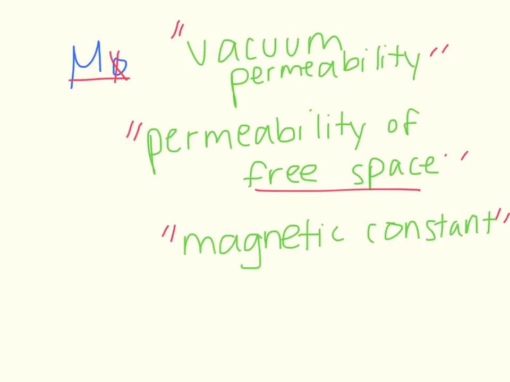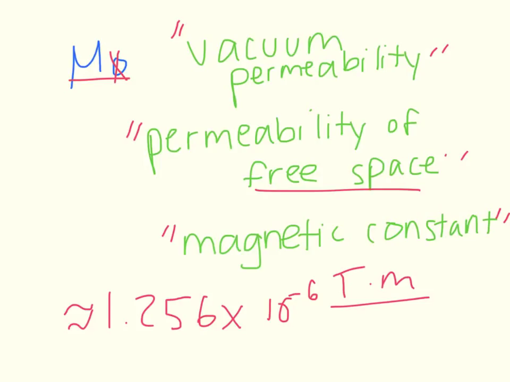The value of mu naught is approximately 1.256 times 10 to the negative 6th, and the units here are Tesla times meters over amperes. Amperes is a unit of current.